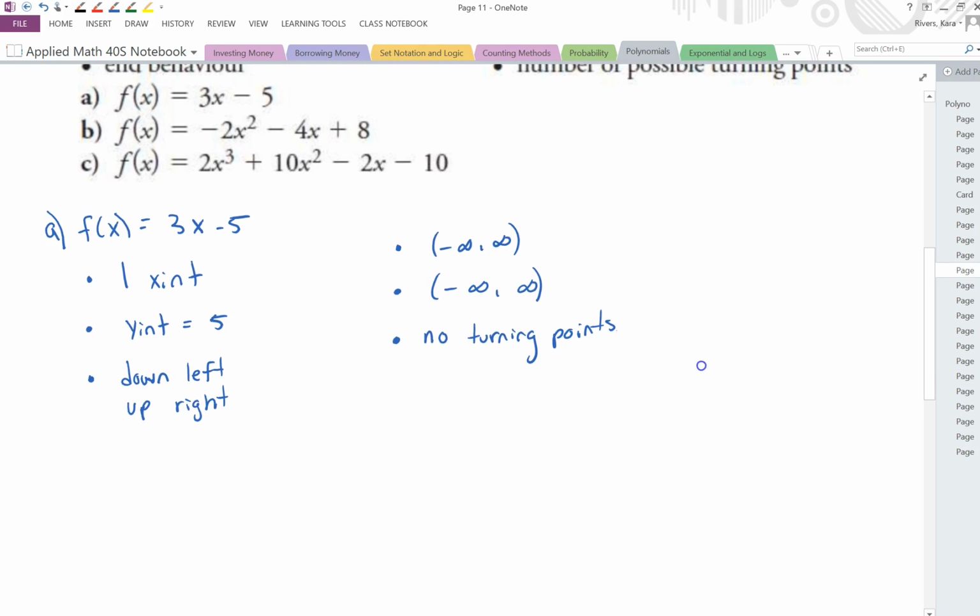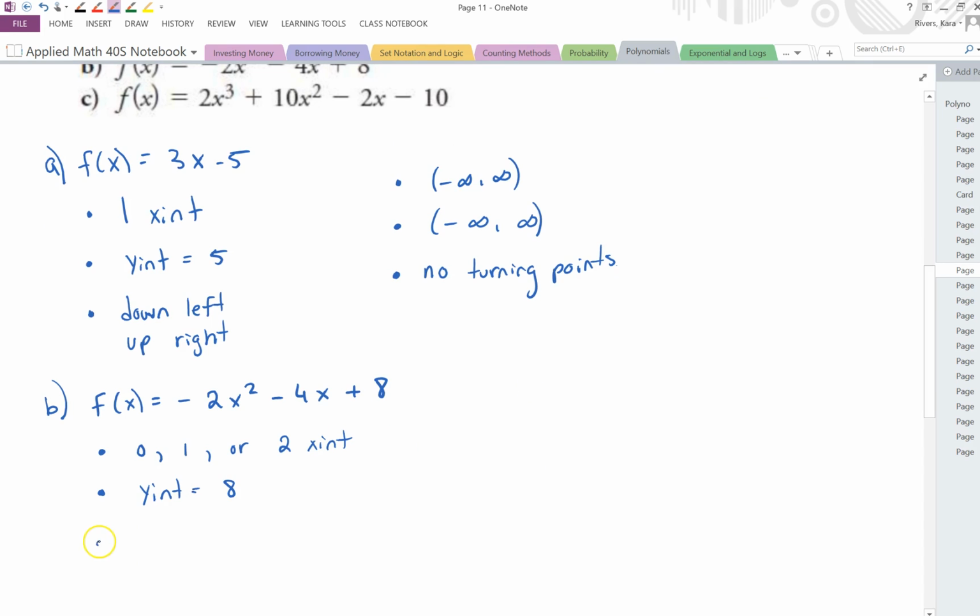Okay, let's try this with b. b, I can see, is a second degree function, negative 2x squared minus 4x plus 8. Second degree, so the maximum number of x-intercepts it can have, well, it can have either 0, 1, or 2 x-intercepts, right? Because the maximum is related to the degree, degree 2, so at most we can have 2 x-intercepts. I can identify the y-intercept right from the equation. The y-intercept is a positive 8. Don't forget to take the sign in front of it.